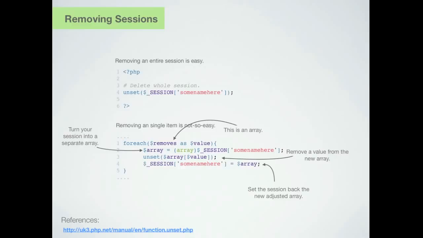Does that make sense? It's quite confusing. Is anyone lost? Because it takes a bit of thinking, but basically what you're essentially doing is creating a new array from the session, taking whatever you want out of that array, and then setting the session back to that new modified array without the stuff that you want. And that basically removes single items.